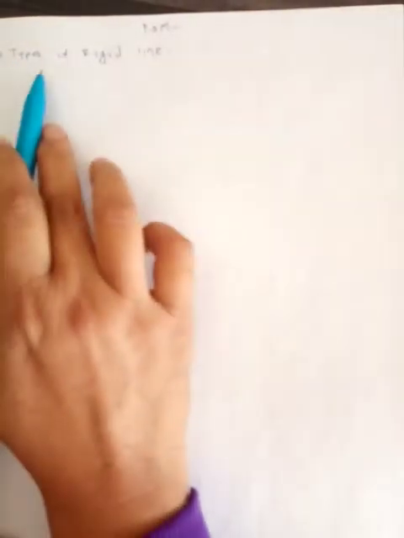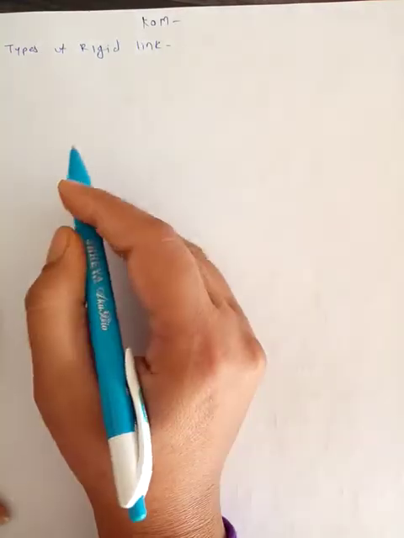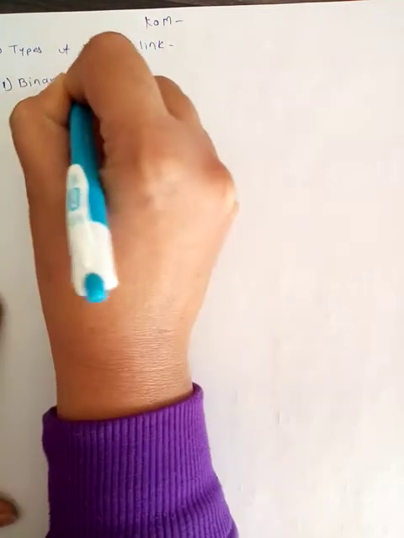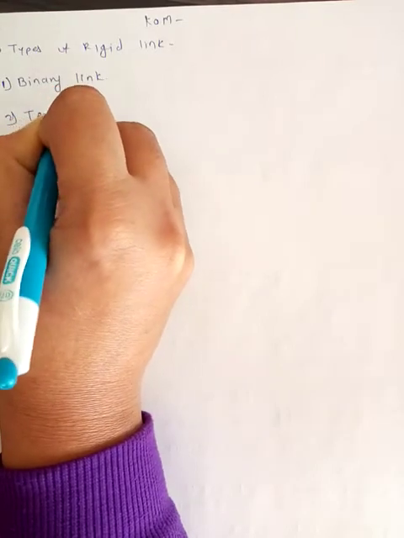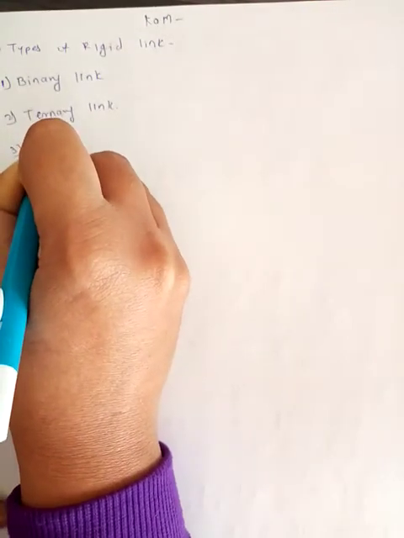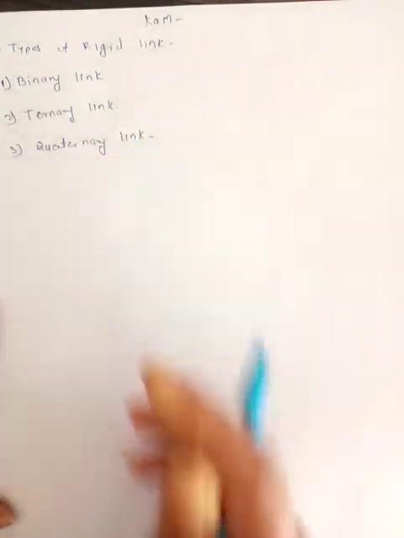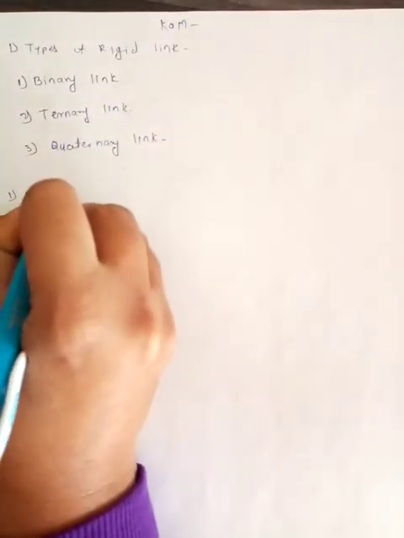What are the types of rigid link? There are three types of rigid link. First is the binary link, second is the ternary or tertiary link, and third is the quaternary link. These are the three types of rigid link. We will see them one by one. First, the binary link. What is a binary link?